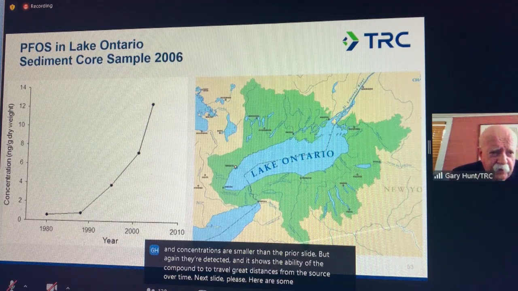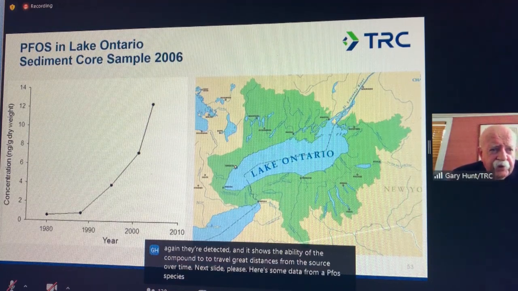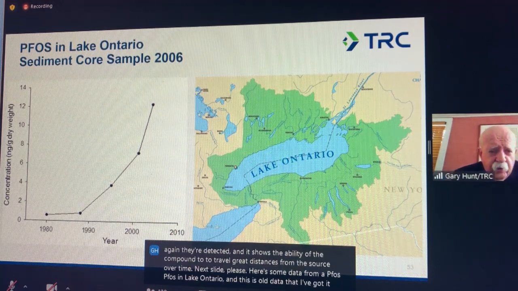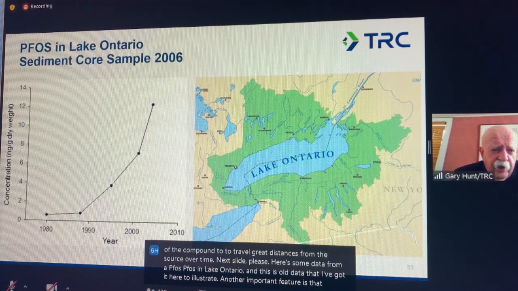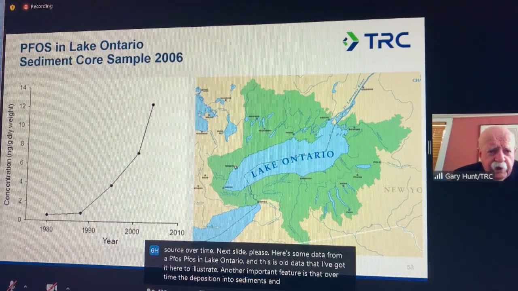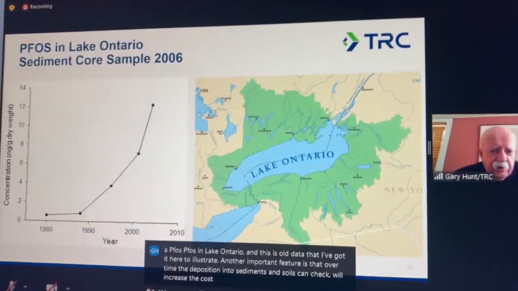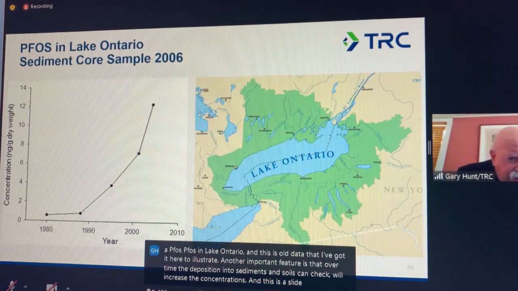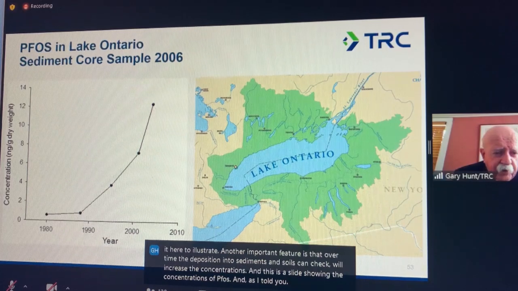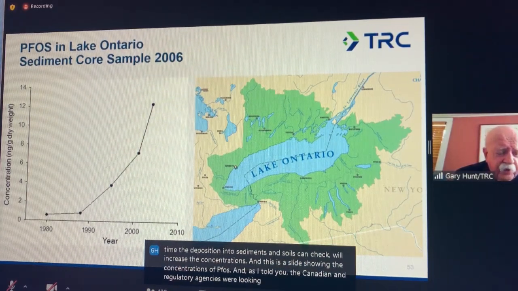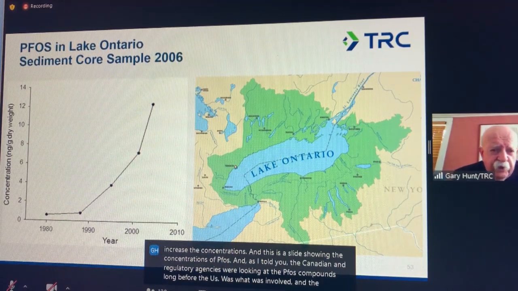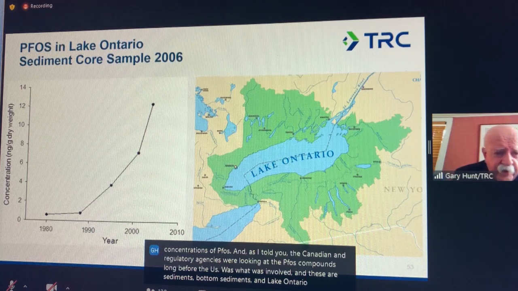Next slide, please. Here are some data for PFOS in Lake Ontario, and this is old data, but I've got it here to illustrate another important feature: over time, the deposition into sediments and soils will increase the concentrations. This is a slide showing the concentrations of PFOS. As I told you, the Canadian regulatory agencies were looking at the PFAS compounds long before the U.S. was involved. And these are bottom sediments in Lake Ontario, taken in 2006.